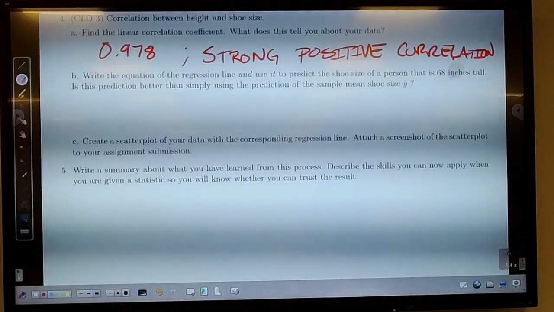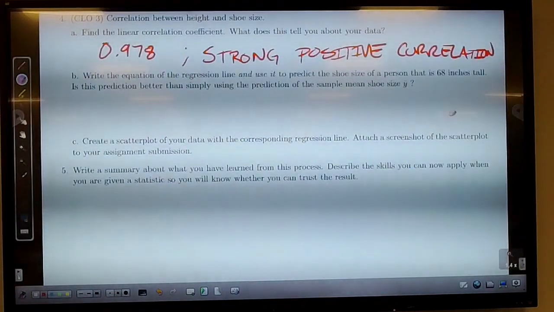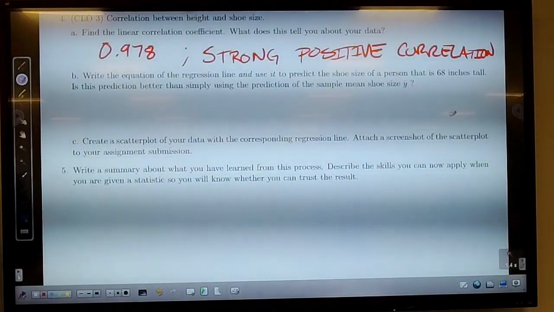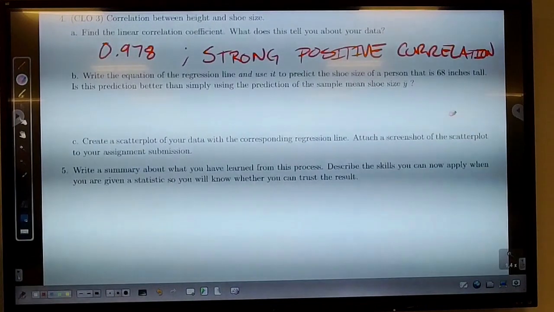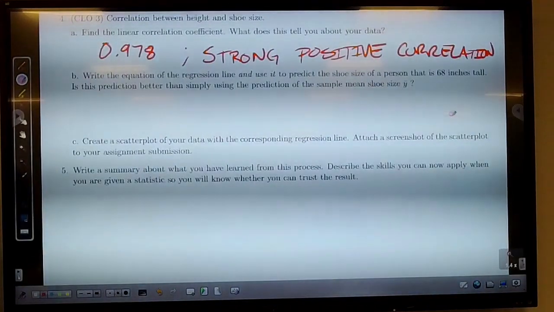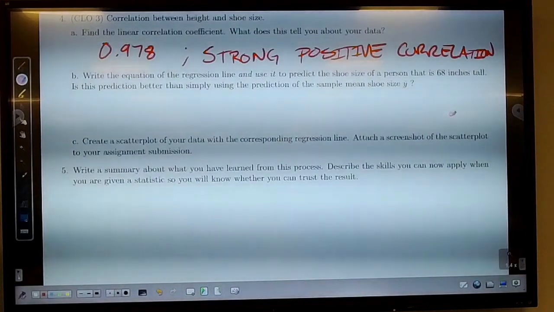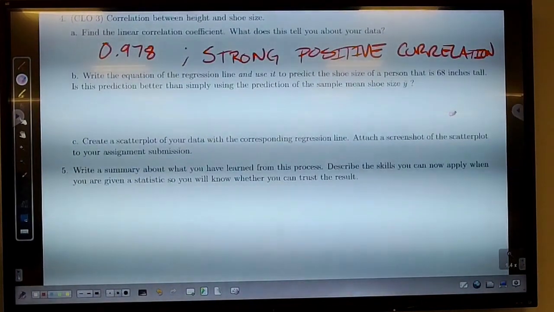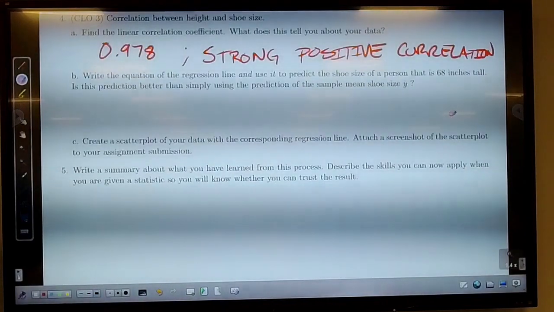If it had been 0.378, that would be a weak positive correlation. Because remember, the R value, the correlation coefficient, is between -1 and 1, can't be bigger or smaller. If it's exactly 1, then it's a perfect correlation. All of the data points are exactly on a line.